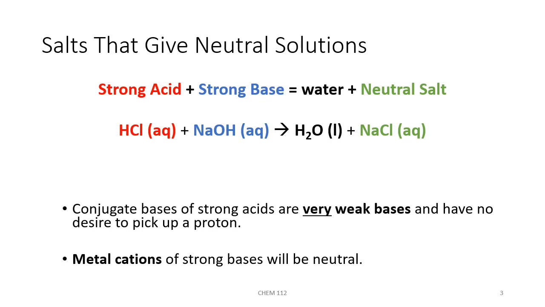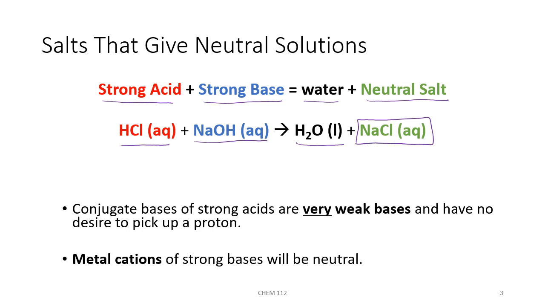Let's start with salts that give neutral solutions. A strong acid plus a strong base will produce water and what's known as a neutral salt, a salt that will not react with water and change the pH. So an example of this would be hydrochloric acid, which is HCl, plus NaOH, sodium hydroxide. This is a double replacement type reaction. We would form water, and the salt that we would form would be sodium chloride.